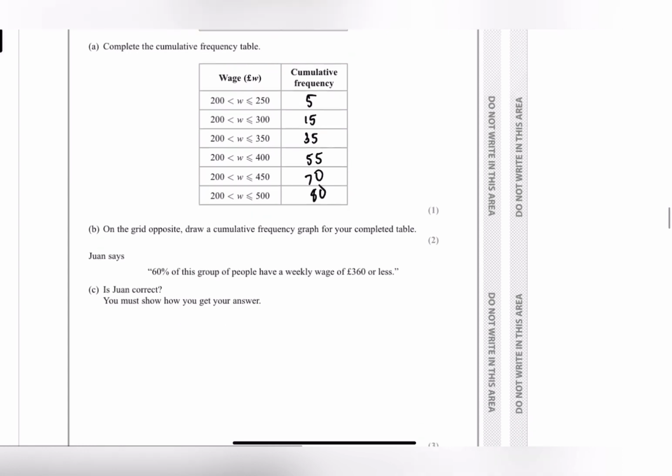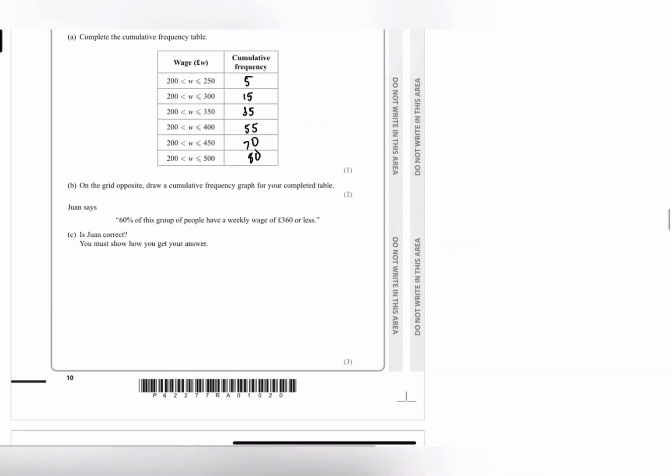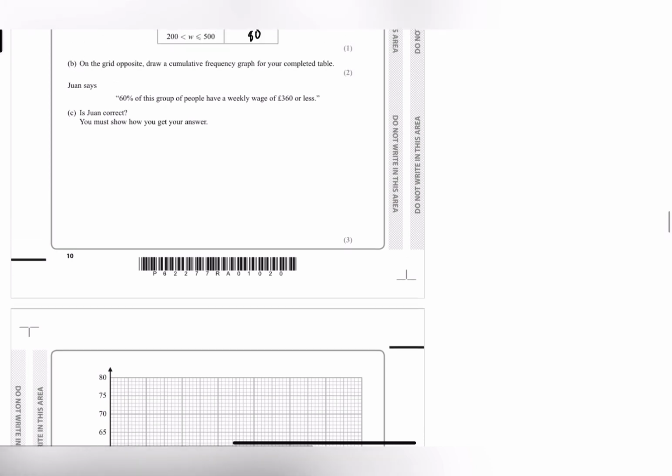Now, on the grid opposite, draw a cumulative frequency graph of your completed table. Yon says 60% of this group of people have a weekly wage of £360 or less. Is Yon correct? So how do you do this? That's the C part of the question. So what you do is 60 over 100 times 80. You just change that percentage into numbers. So that is going to be 48 from this assumption.